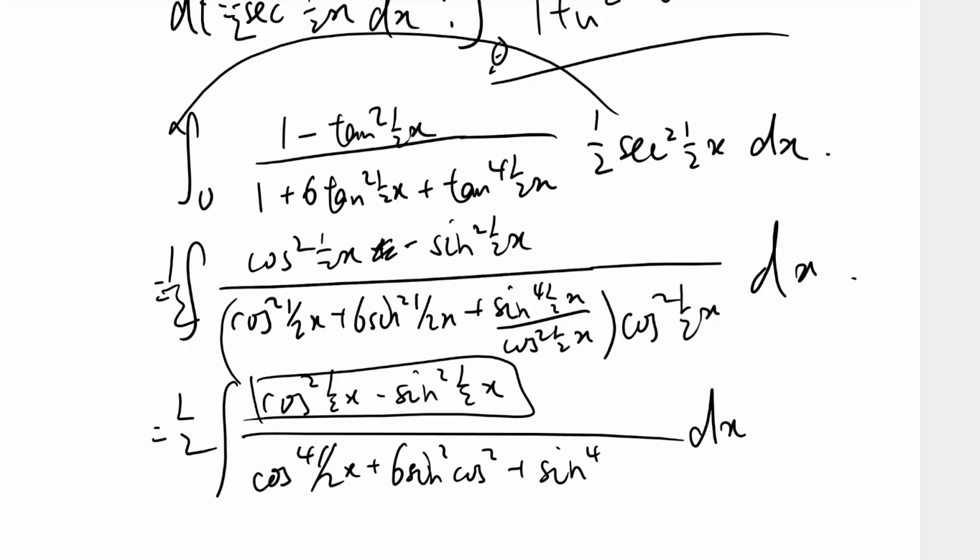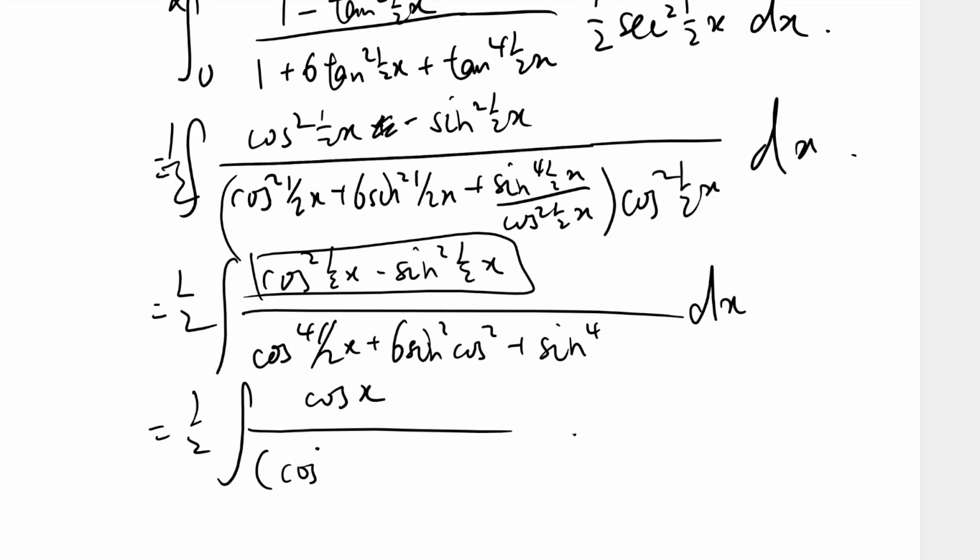So what's the top? The top is the double angle formula for cosine. So this is cosine x over what? This is cosine squared half x plus sine squared half x, all squared, plus 4 lots of sine squared cosine squared. Then what happens? What is this? This is just 1. Beautiful.